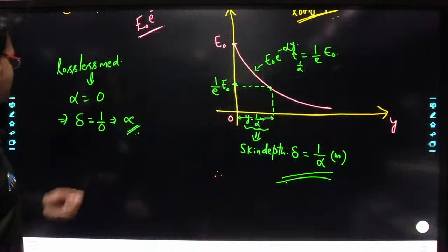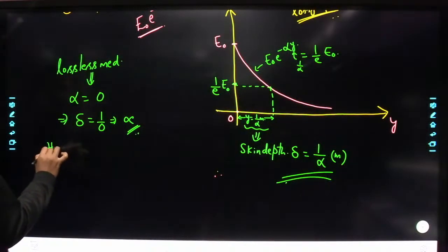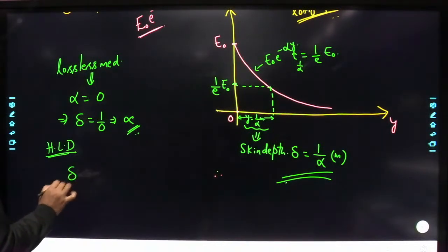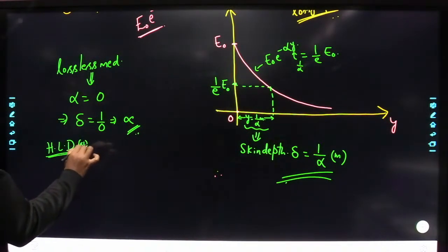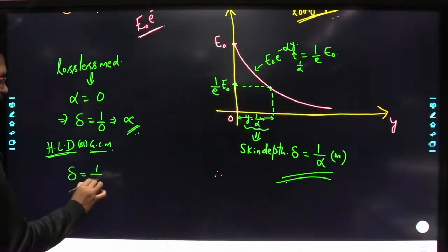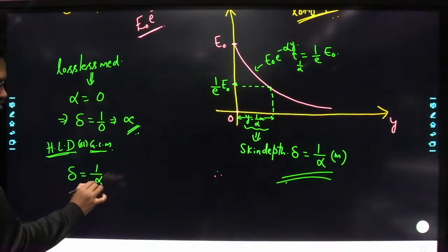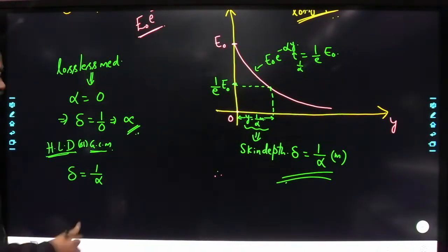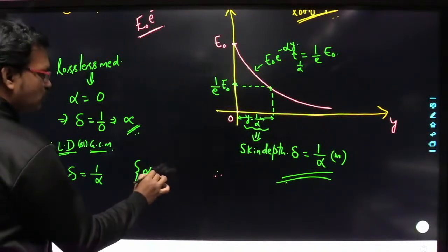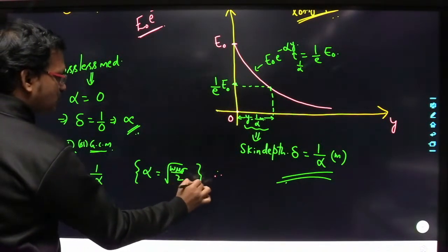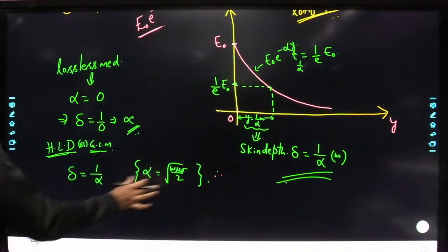Now if I consider high lossy dielectric, then delta is equal to what? High lossy dielectric or good conducting medium. So in this case delta is equal to 1 by alpha. So now here you have to substitute the value of alpha for good conducting medium. So the alpha value in a good conducting medium is equal to square root of omega mu sigma divided by 2. Right. So you have to substitute this alpha value.